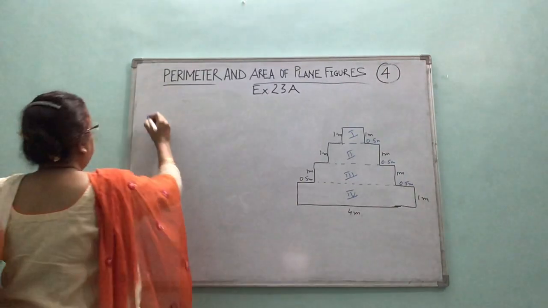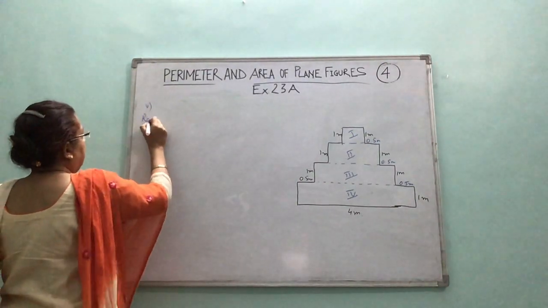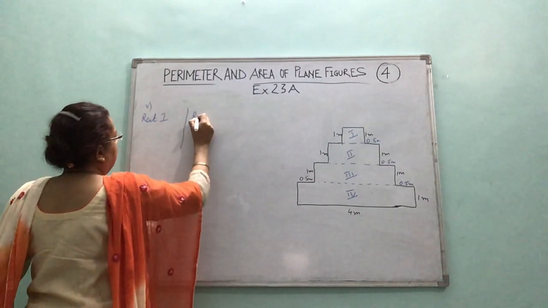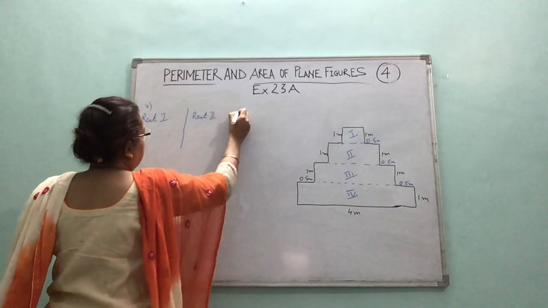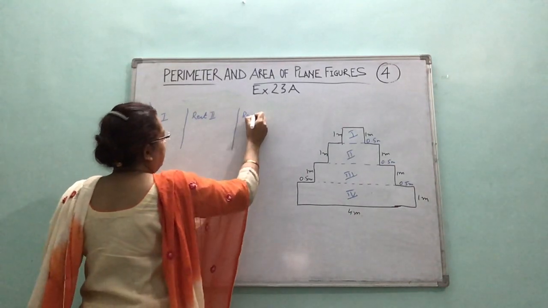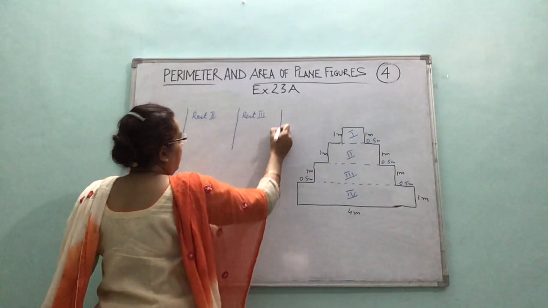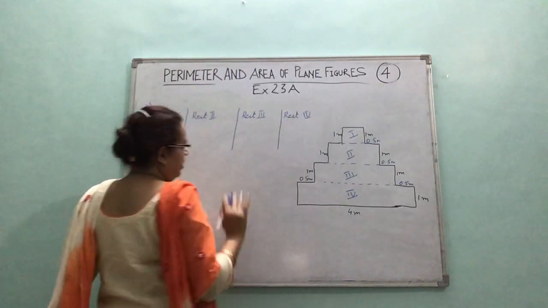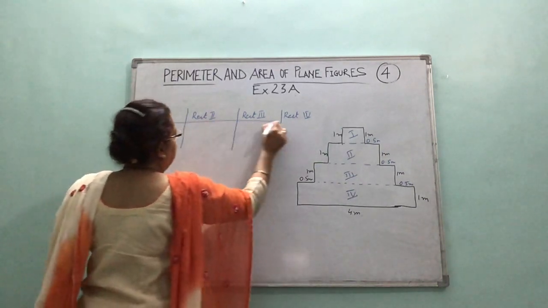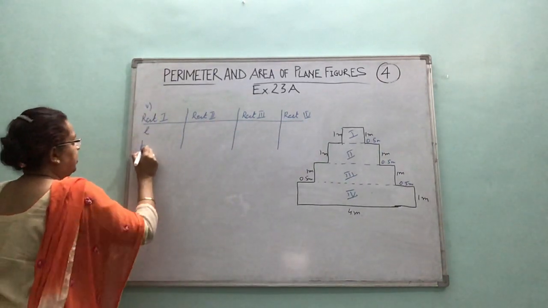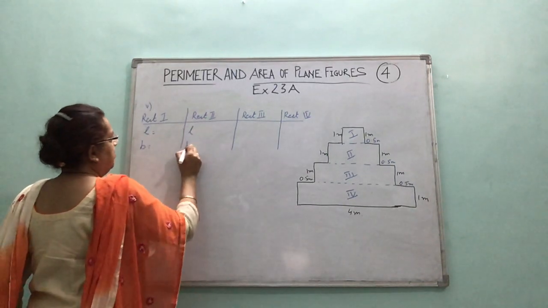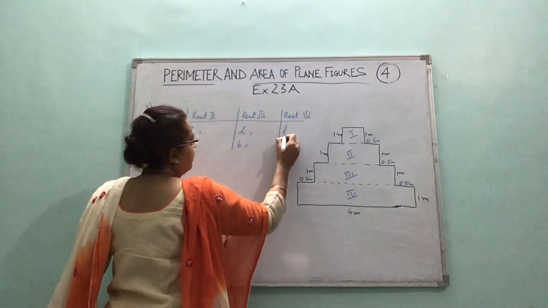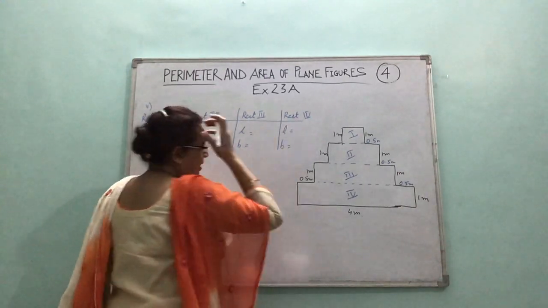Well, how will I write? Rectangle 1, rectangle 2, rectangle 3, and rectangle 4. You can write one below the other also. So these are the 4 rectangles, length, breadth. I have to find length and breadth of all these and then find area and add. Let's see for first one.